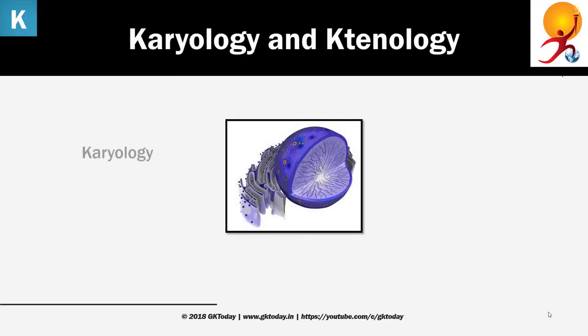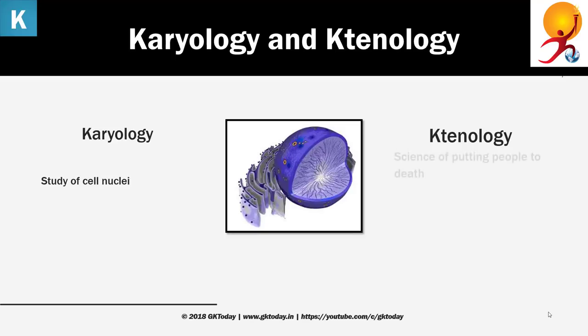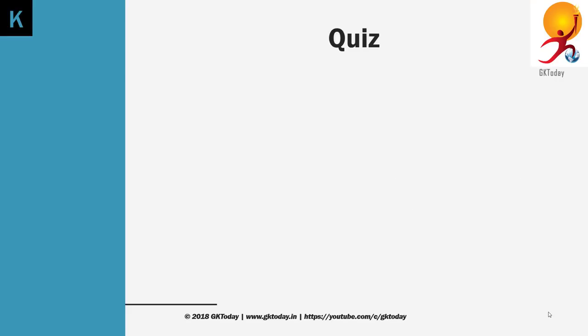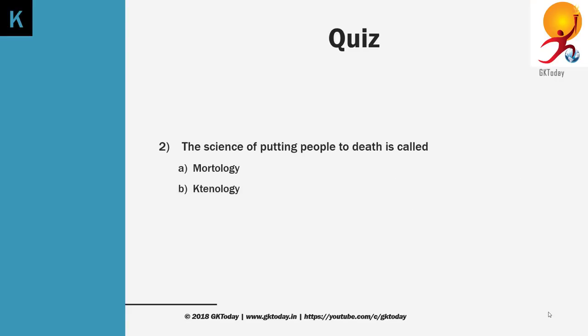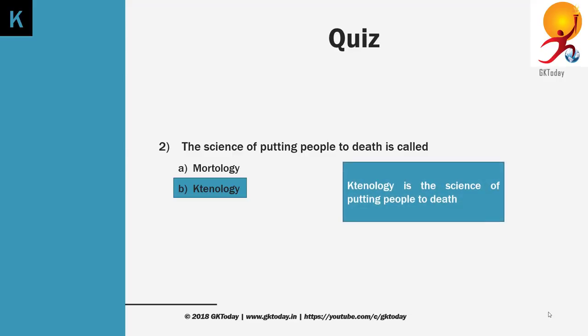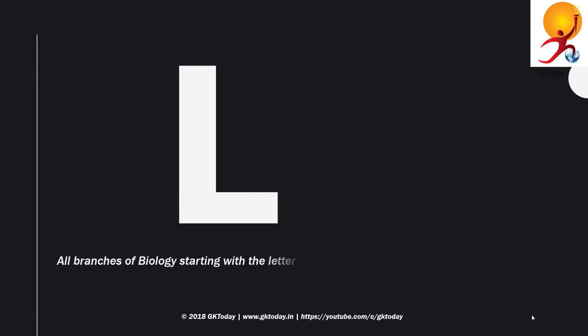K, karyology, which is the study of cell nuclei. And tenology, which is the science of putting people to death. Okay, so the science of putting people to death is called A, mortology, B, tenology. And the answer is, of course, tenology.